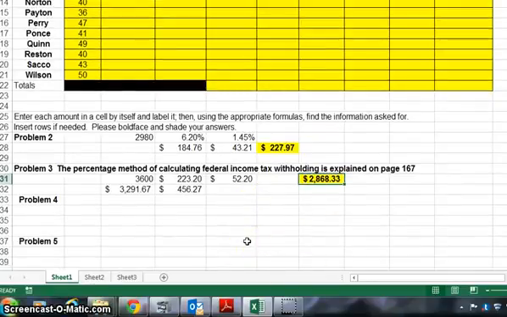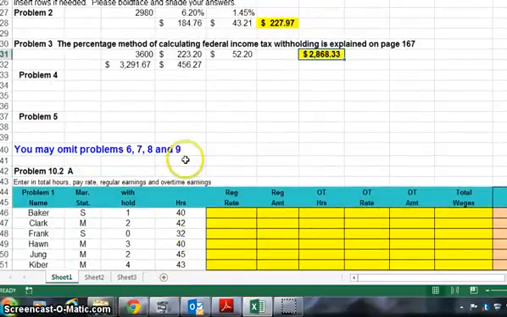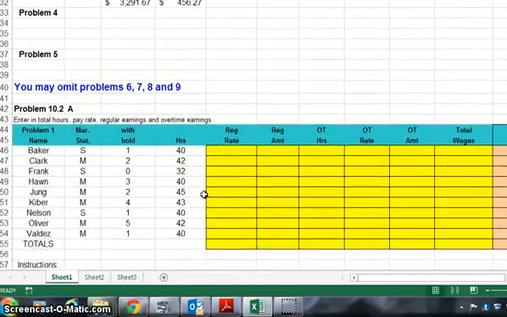Okay, that is how you do the percentage method. There will be a couple more problems like this, number 4 and number 5, that you can do, and we're going to omit problems 6, 7, 8, and 9 on page 186. And we're now moving over to page 187, and this is a payroll register.